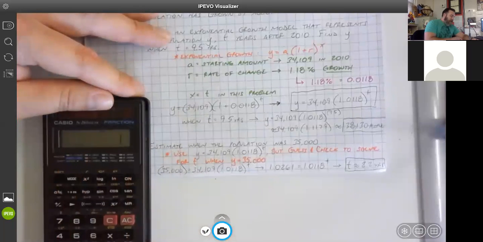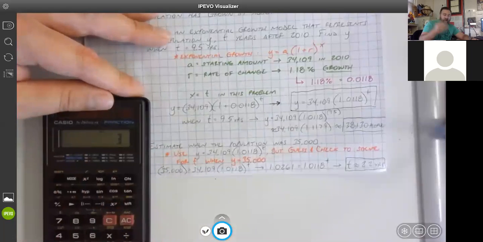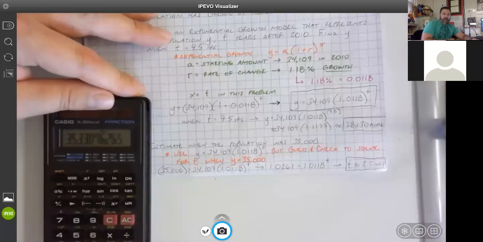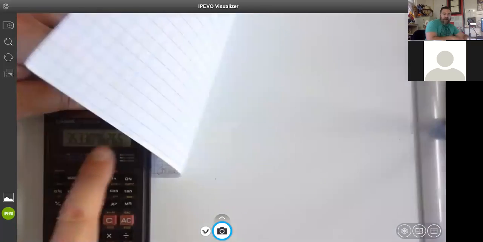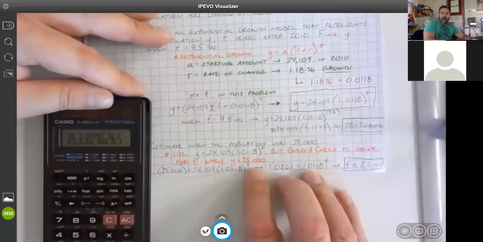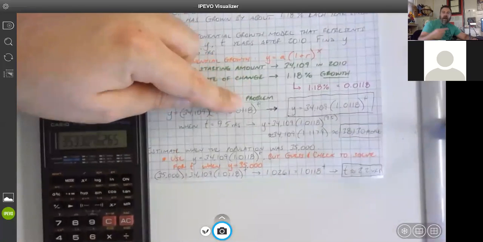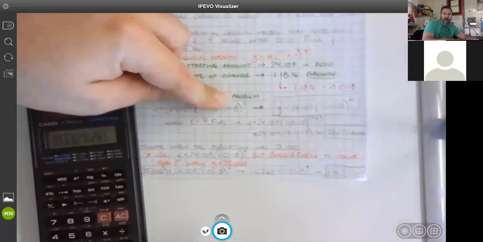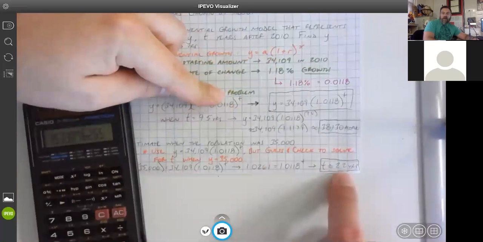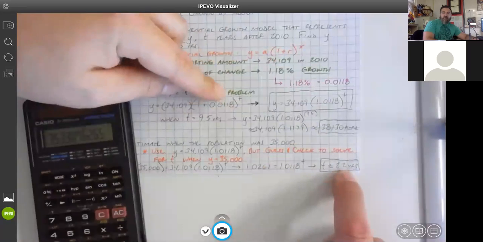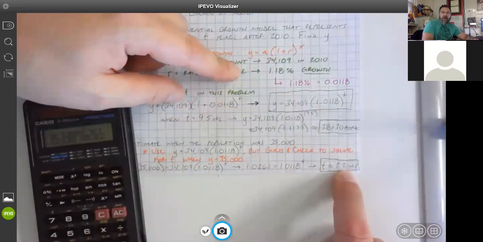Now let me try 1.0118 to the 3rd power, so it's 3 years now, an additional year. Multiply that times the 34,109, my starting amount. 35,330. Oh, went too high. So now I know it's between 2 years and 3 years. If you do it enough times, you can start zeroing in on the exact time. Instead of rounding, you'd find it to be 2.2 years, about 2 years and just shy of 3 months.